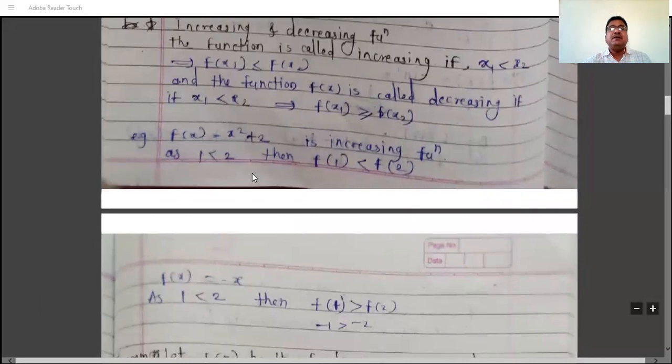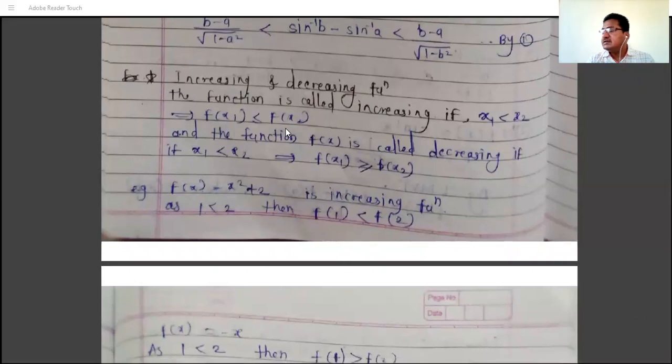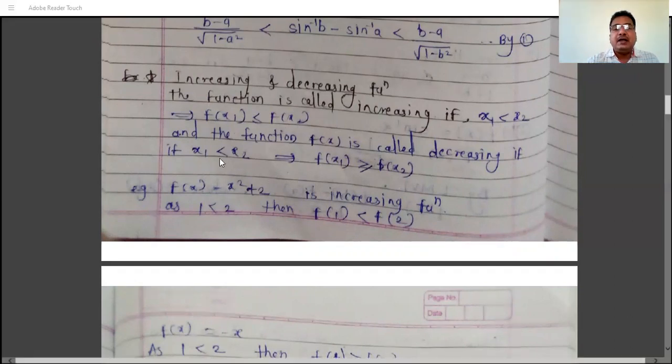So next is the definition of increasing function and decreasing function. The function is called increasing if x1 is less than x2 implies f of x1 is less than or equal to f of x2. That is, the less than sign remains less than. Then the function is called an increasing function, and if less than becomes greater than or equal to, then the function is called a decreasing function.